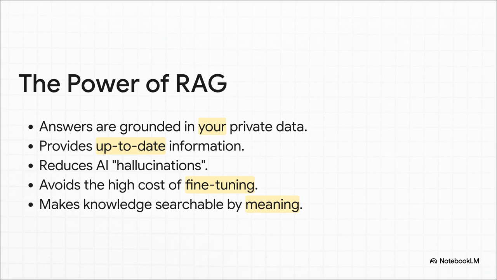First, the answers are grounded in your data, not some random stuff from the internet. The information is always up to date, unlike a static AI model. You also slash the number of AI hallucinations, when it just makes stuff up, because you're literally handing it the facts. And, this is a big one, you get to avoid the huge cost and complexity of fine-tuning a massive model. You've basically made your entire knowledge base searchable by meaning.